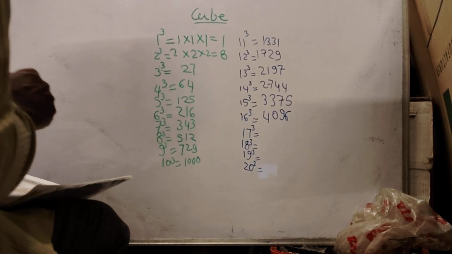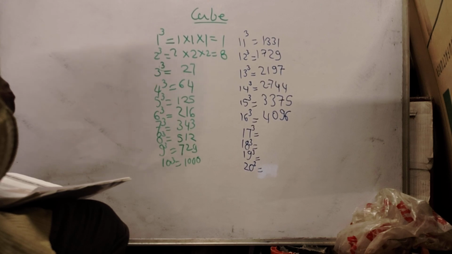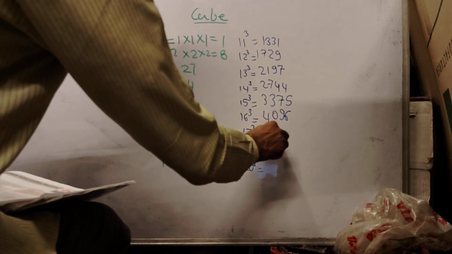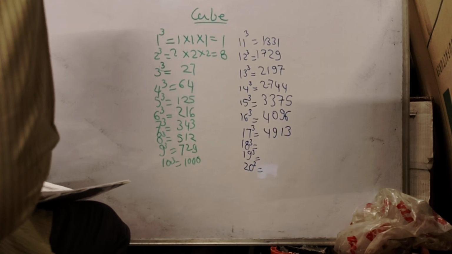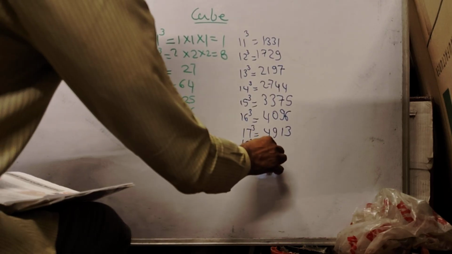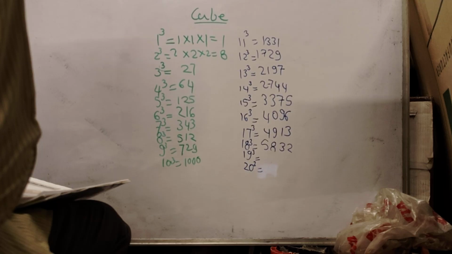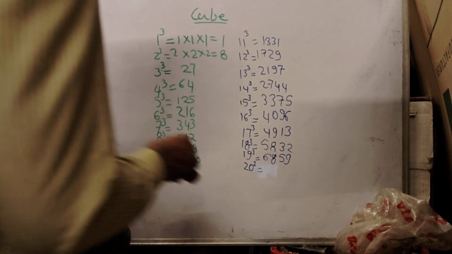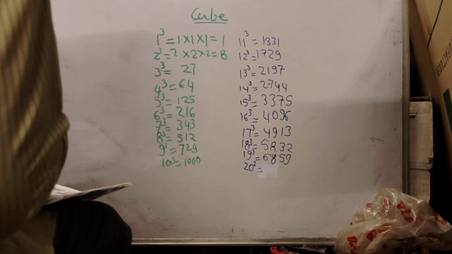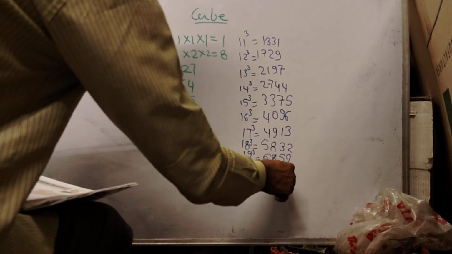16 cube, 4,096. Correct. 17 cube, 4,913. Correct. 18 cube, 5,832. Correct. 19 cube, 6,859. Correct. 20 cube, 8,000. Correct. So I think we have taken 3 minutes or something.